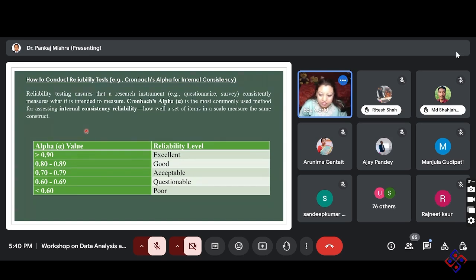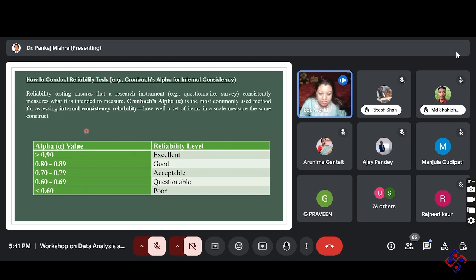Any idea? Sandeep Kumar, Uttam Sarkar, Manjula, can anybody explain reliability with a programming concept? Yeah, if we get the result consistently, that means reliability. Consistency. Okay. No, it's not a programming concept. It's related with consistency.